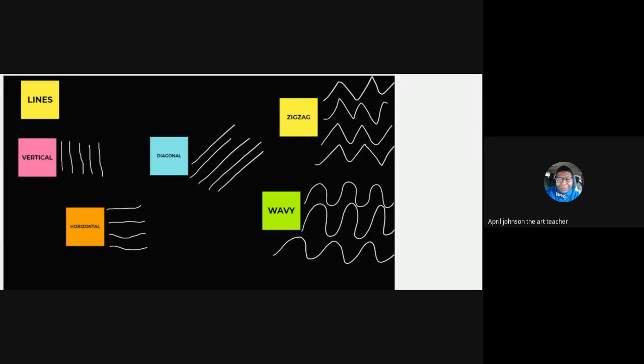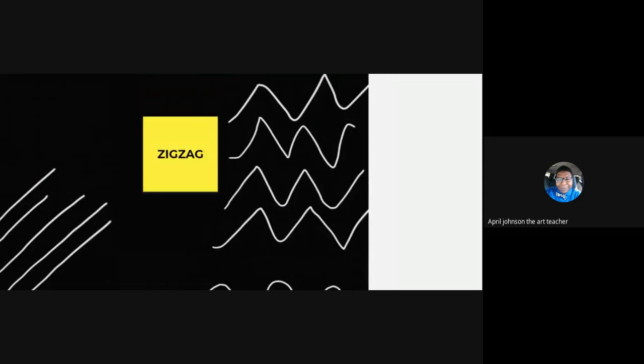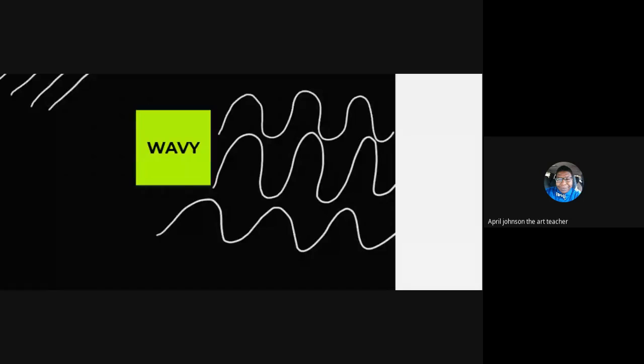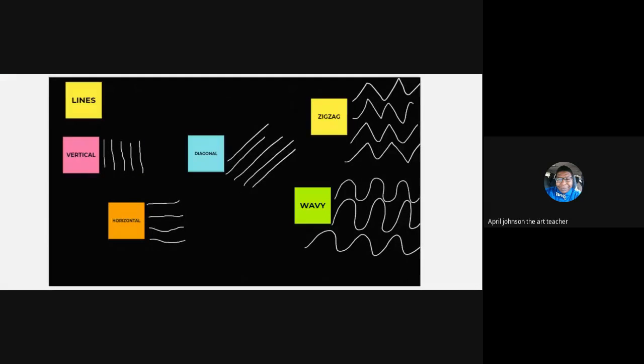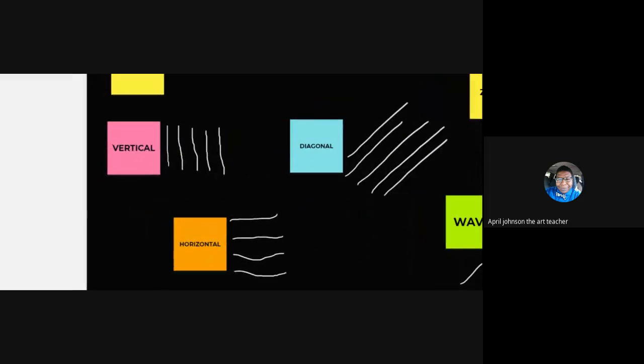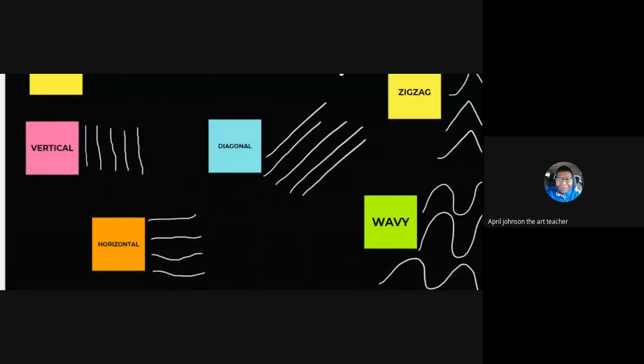Perfect. So let's review. Zigzag lines. Wavy lines. Diagonal lines. They're over here. Horizontal lines that go side to side. And vertical lines. So vertical lines up and down. Horizontal lines go side to side. Diagonal lines lean over. They stretch way over. They just stretch over like that. Good. Then, adding extra lines here. The zigzag lines.